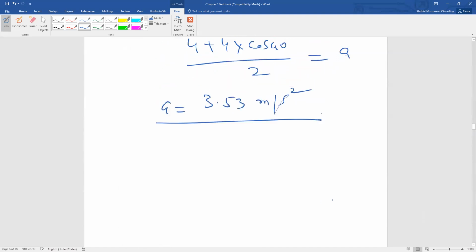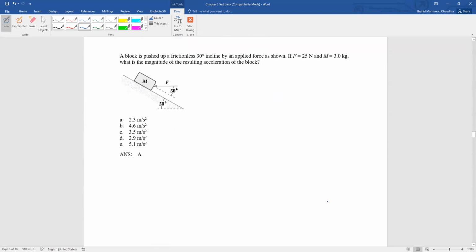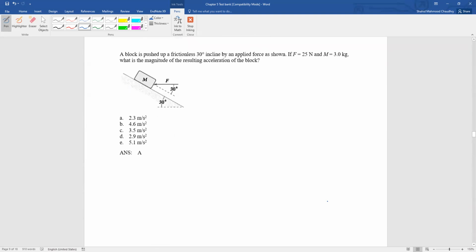After this, the block is now placed on an inclined plane. The block is placed on an inclined plane.